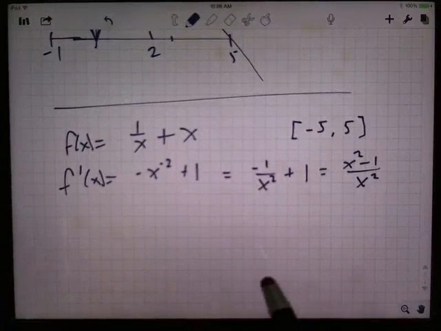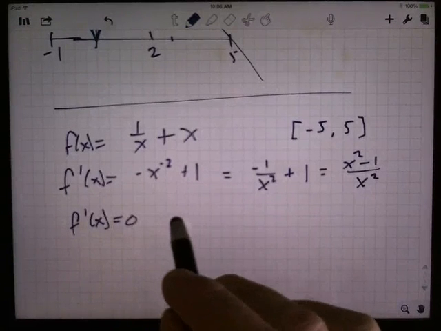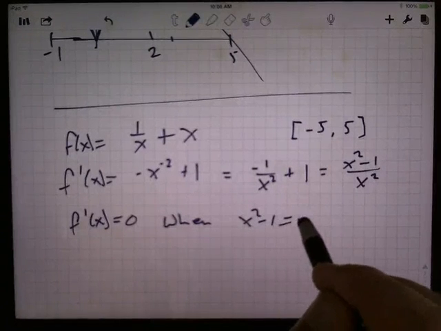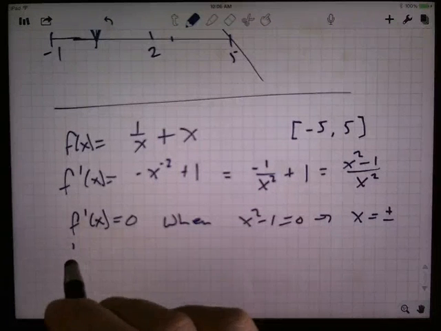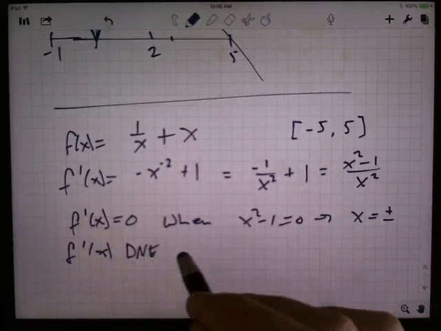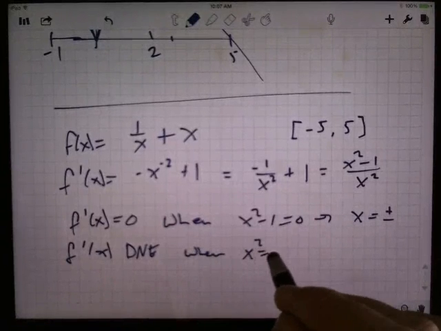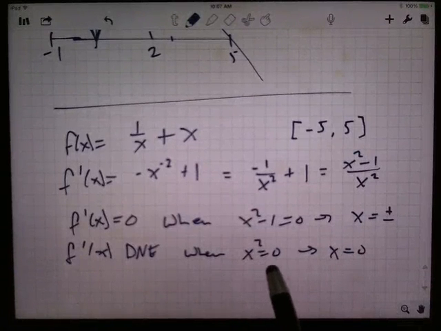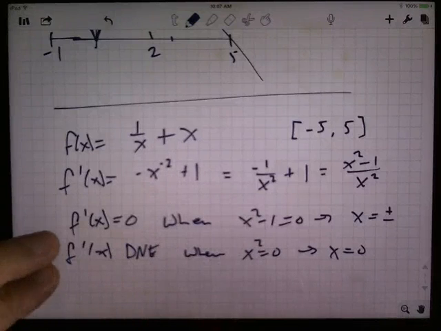This tells me a couple of things. This tells me that f prime of x equals 0 when the numerator is equal to 0. So that's x is plus or minus 1. And f prime of x does not exist when the denominator is equal to 0, which is at x equals 0, which probably isn't too surprising, that the derivative doesn't exist at x equals 0 because the function doesn't even exist at x equals 0.